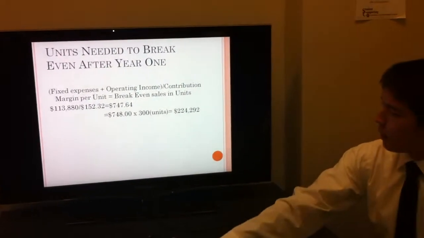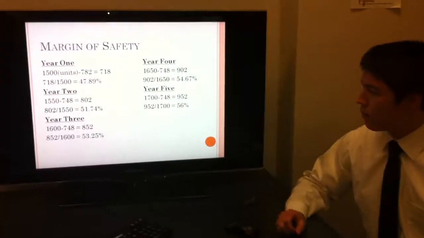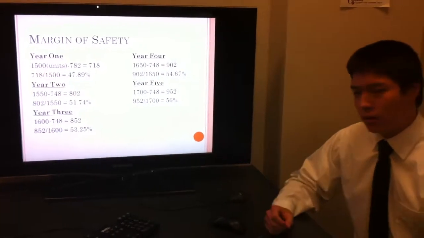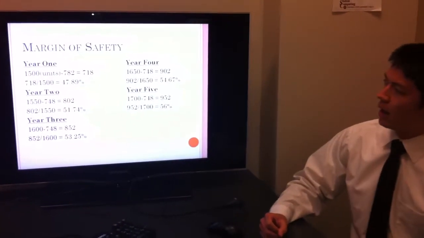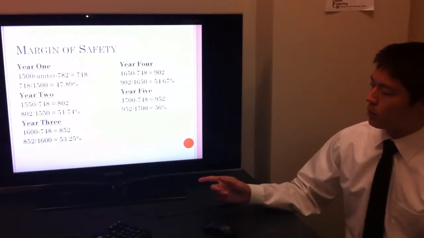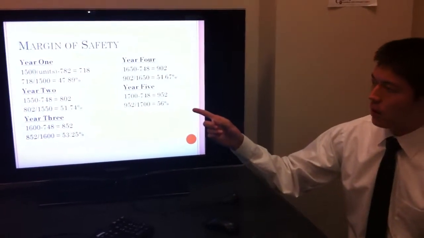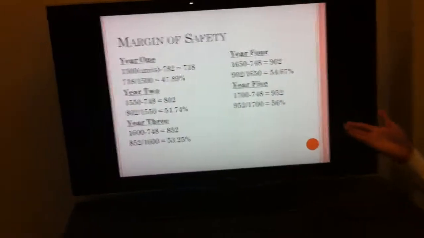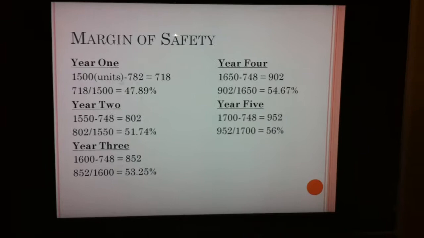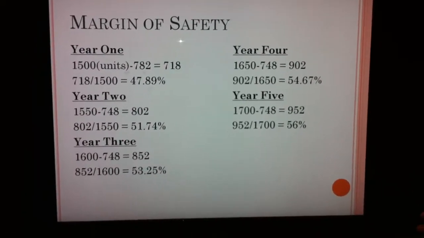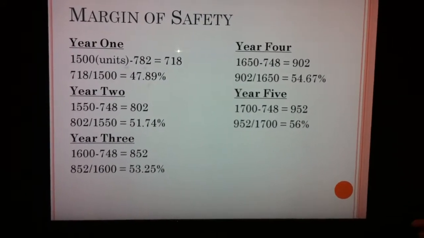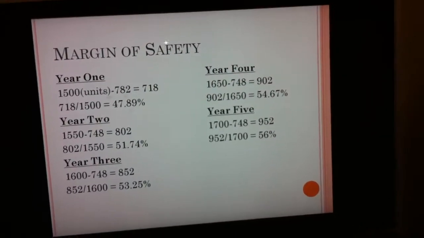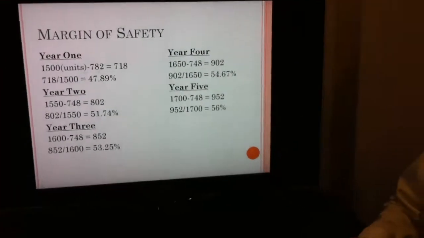Sorry, they're a little switched around, and that'll give us a break-even in dollar amount of $224,292. Next, we'll move on to the margin of safety, and again, our projected goal is to sell 1,500 units for the first year, and the number we calculated in the first problem was 782. That was to break even. Therefore, we get 718, which would be the units we're making profit off of. We divide it by the units we plan on selling, which is the 1,500 for the year, and that'll give us a margin of safety of 47.89% for year one.